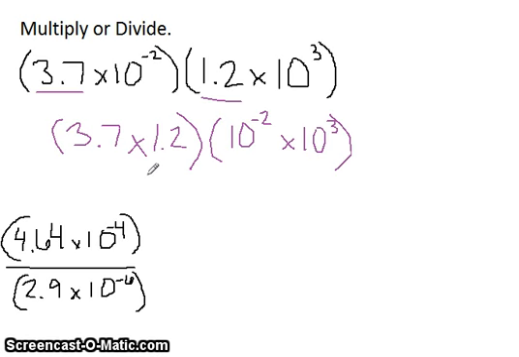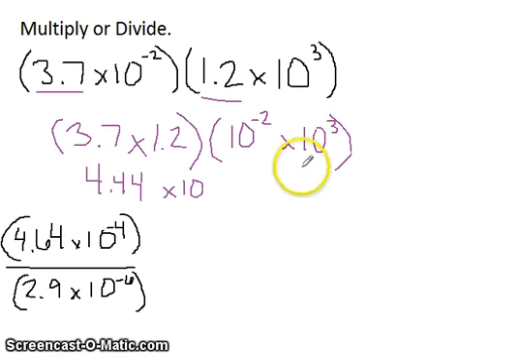Now, what I want to do is just the multiplication of 3.7 times 1.2, so that's nothing new. We end up with 4.44. And now we're going to combine the powers of 10, which will leave us with multiplying by that power of 10.